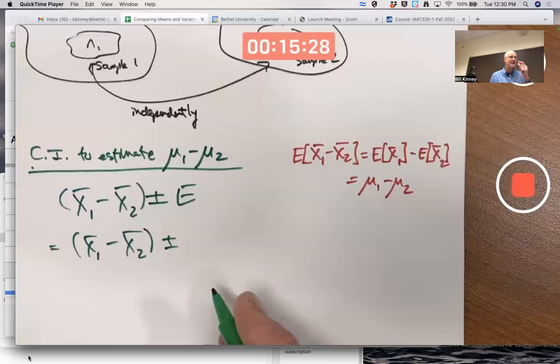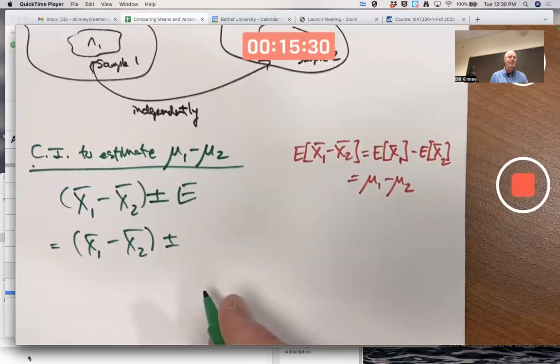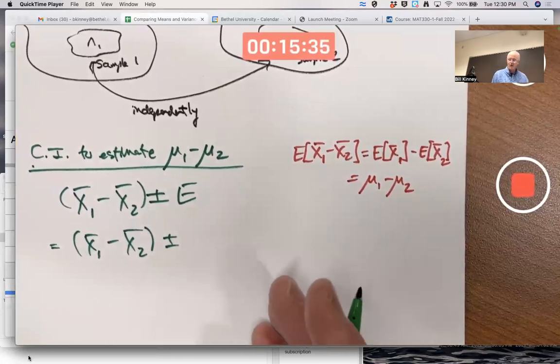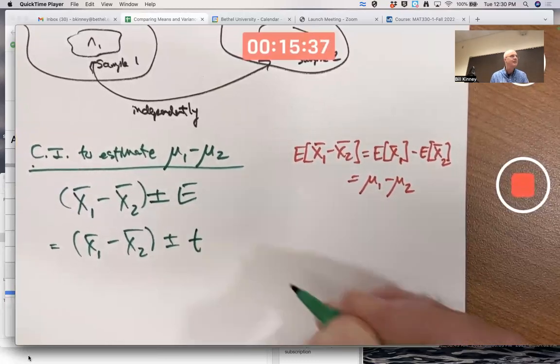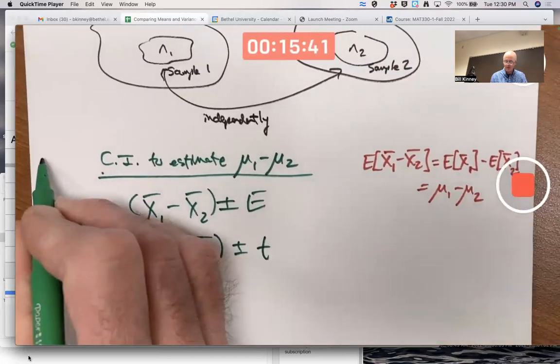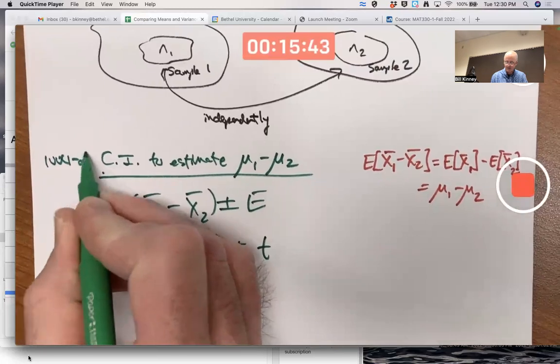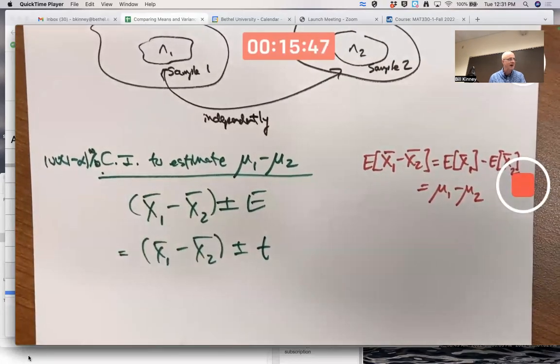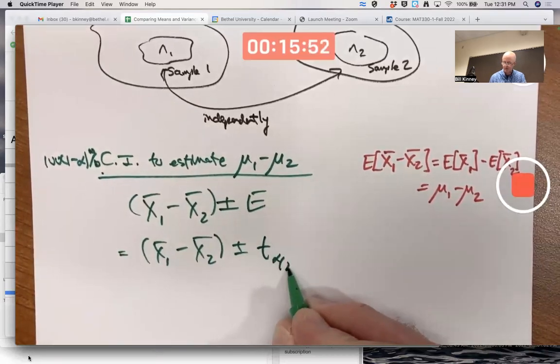Since we're dealing with means here, and since the population variances are going to be unknown, we're going to use T. We're after a 100 times 1 minus alpha % confidence interval, as usual, where, for example, for 95% confidence alpha would be 0.05. So this would be T sub alpha over 2.